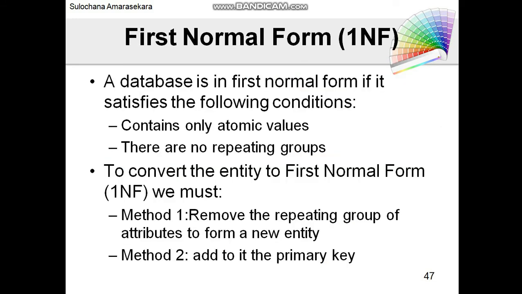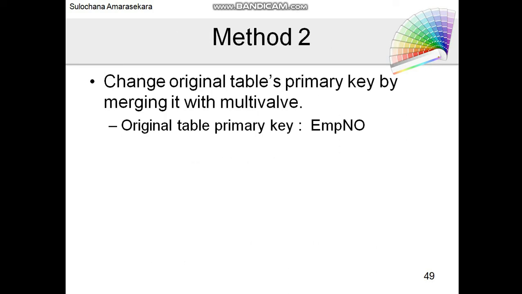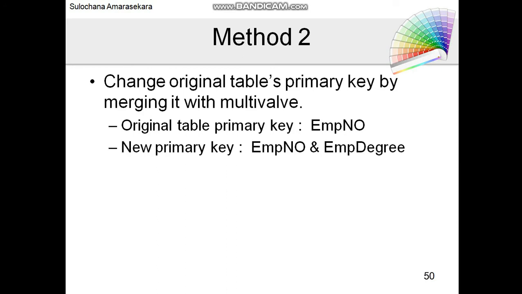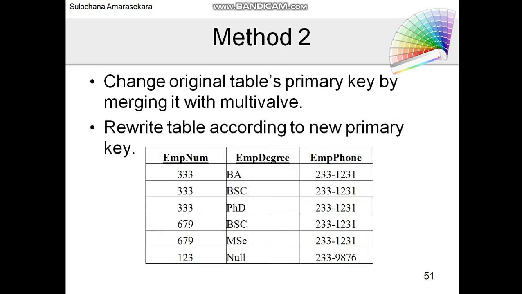Now we are going to consider method 2. Method 2 is adding the multi-value attribute to the primary key. This time I am going to use method 2 to convert my table into first normal form. EMP number is the current primary key. According to method 2, we need to add the multi-value attribute to the primary key. Because of that, the new primary key is the combination of EMP number and EMP degree. After that, we need to reconstruct the table according to this new primary key like this.